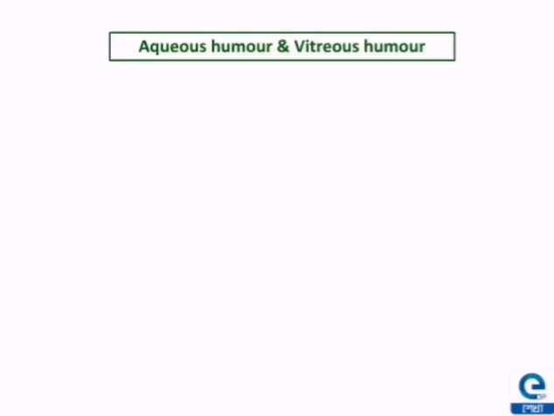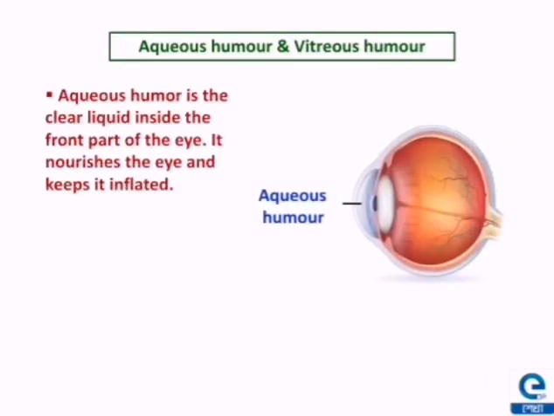Next we will learn about the aqueous humour and vitreous humour. Aqueous humour is the clear, colourless fluid present inside the front part of the eye. It covers the anterior chamber of the eye. It provides nourishment to the eye and it also helps to keep the eye inflated. It also maintains the intraocular pressure.